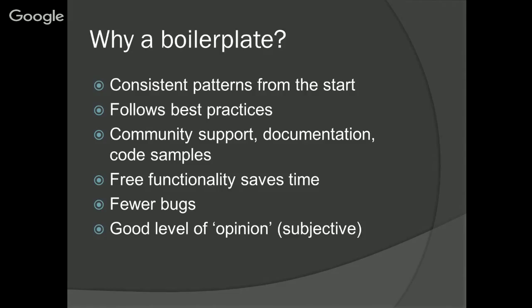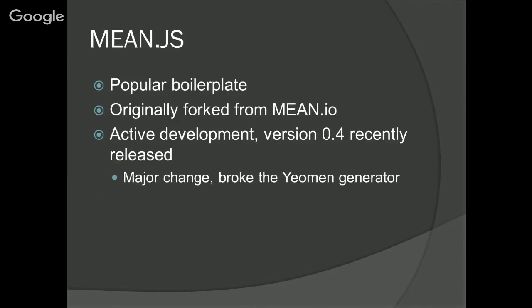And I like that approach. I've just dealt in the past with more rigid frameworks where you feel like you're fighting against the intention of the developer to do what you want to do. I don't think that's really a place you want to end up in. So in any case, with a boilerplate, some of the nice things are you get consistent patterns from the start that you can follow. These patterns follow best practices, assuming you're using a good boilerplate. You have community support, documentation, and code samples. You get a lot of stuff for free, which I'll show off in a demo a couple slides from now. Fewer bugs, and like I said, I think the boilerplate is a nice balance of opinion and lack of opinion.